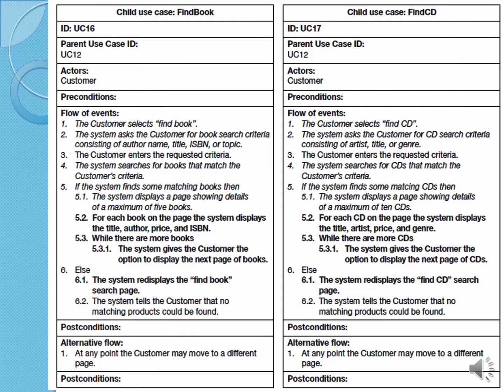This slide shows the child use cases. Here we have one more piece of information called the parent use case ID. In this example it shows UZ12. UZ12 represents the parent. So whenever changes are made in the parent, they are automatically reflected in both use cases, Find Book and Find CD.